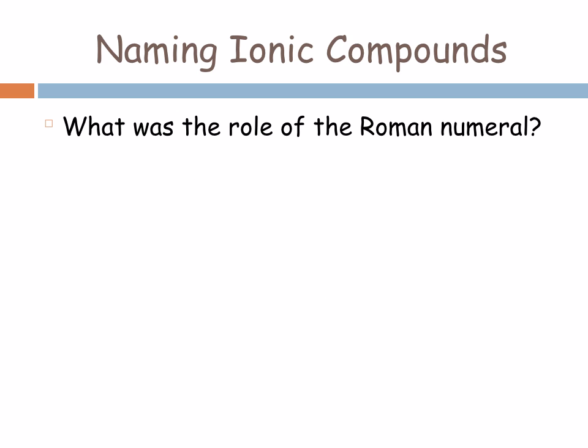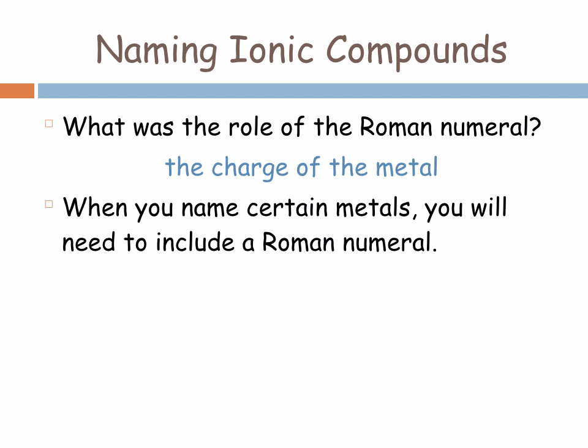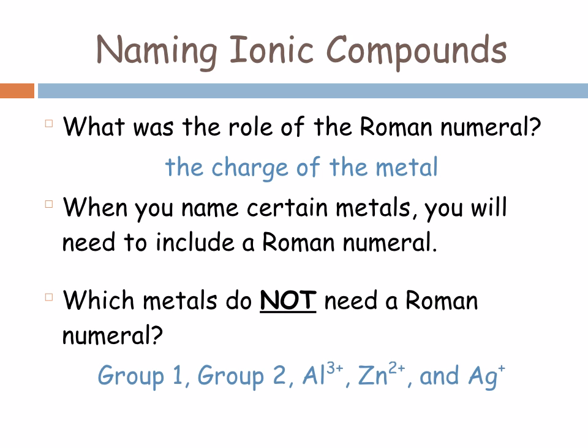You'll also sometimes see a Roman numeral. Roman numerals are charges of metals. You really only need this for your transition metals. So when you name certain metals in the periodic table, you have to put in their charge because they can have multiple ones. So the ones that you don't need: group 1, no Roman numerals, group 2, no Roman numerals, and then Al3+, Zn2+, and Ag+. But all of those others, like Fe, can come in a 2+ where you would put the 2 in Roman numerals.